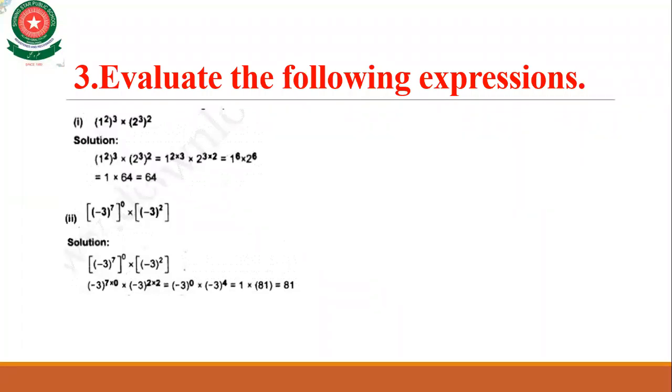Now minus 3 power 4 means we have to multiply minus 3 into 4 times, and when we multiply minus 3 into 4 times, then we will get 81. Now the answer is 1 multiplied by 81, which is equal to 81.